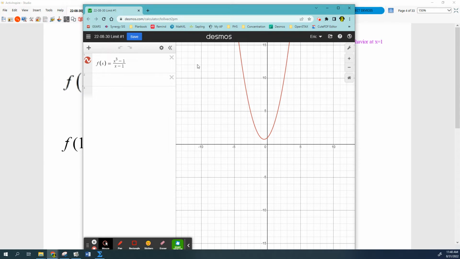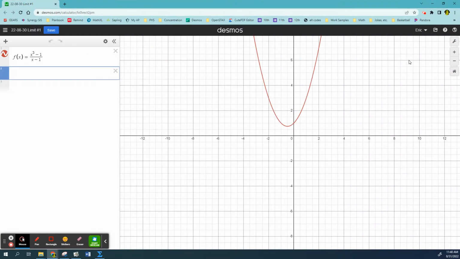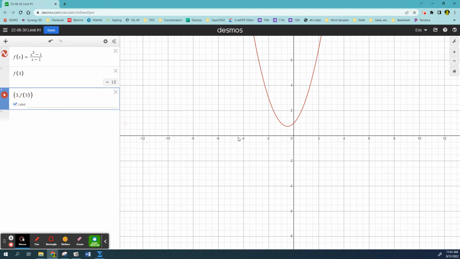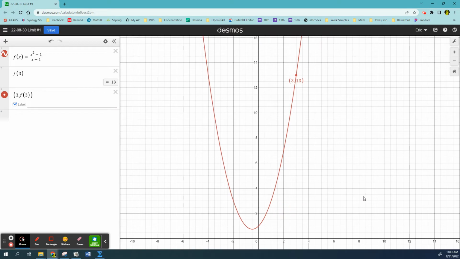Well, look what I can do. I can use Desmos to evaluate this function. I can just go f of 3, and the answer is 13, right? And if I want to graph that point, I can just make the ordered pair 3 comma 13, or I can even do 3, f of 3, and there's my point. Okay, so it's just a point on the graph, no big deal. We're used to that, right? Okay.